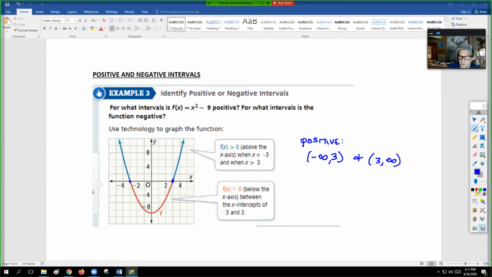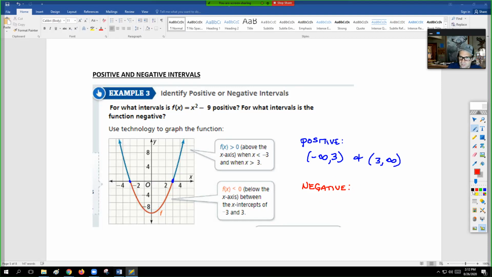Okay, now what is below the graph? What is negative? Negative is where all our y values are less than 0. So that's where everything is below the x-axis, and that's in between -3 and 3.